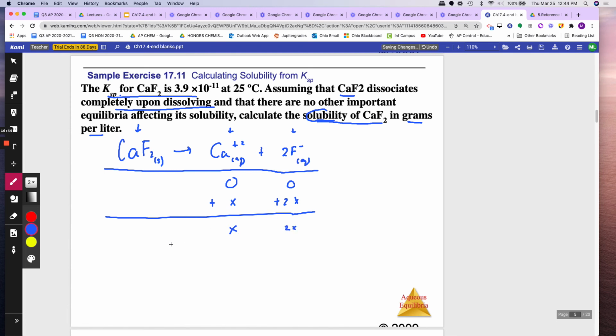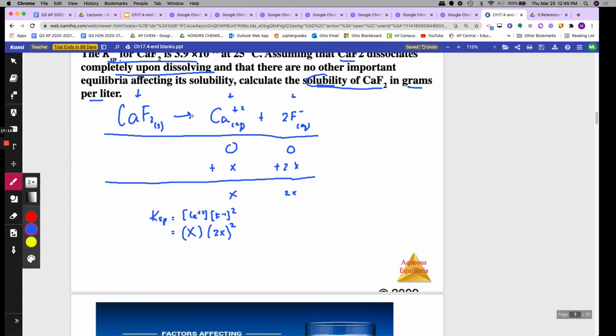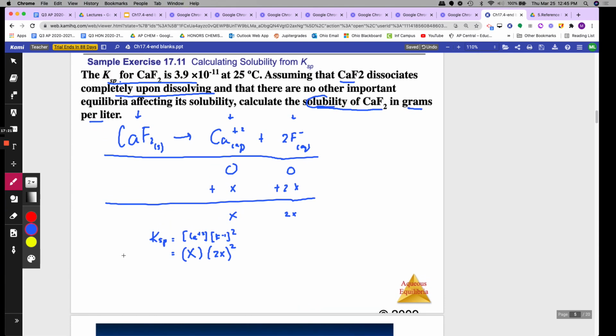Okay, so Ksp is equal to calcium plus 2 times F minus 1 squared. Okay, don't forget that. Sometimes I forget that squared. Okay, so Ca plus 2 is an x. And then F minus is 2x. And don't forget to square the whole quantity. You're also squaring the 2. Okay, so this would be, Ksp is written here, 3.9 e negative 11.